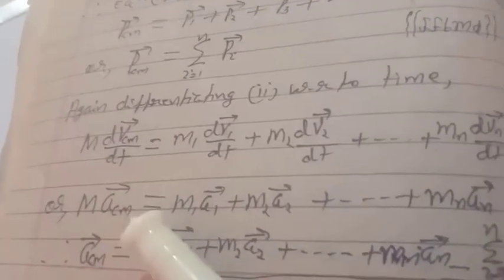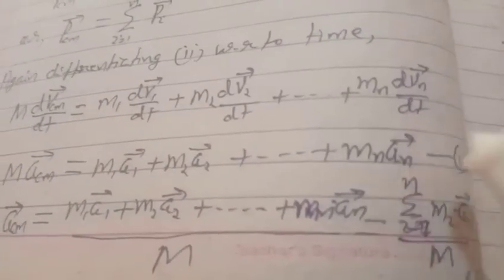Again, differentiating 2 with respect to time, we get M into dV_CM by dt equals m1 dV1 by dt plus m2 dV2 by dt plus ... mn dVn by dt. And differentiation of velocity gives acceleration. So M into A_CM equals m1 a1 plus m2 a2 plus ... mn an. Hence A_CM equals m1 a1 plus m2 a2 plus ... mn an, that is sigma i equals 1 to n m_i a_i divided by M, equation 4.